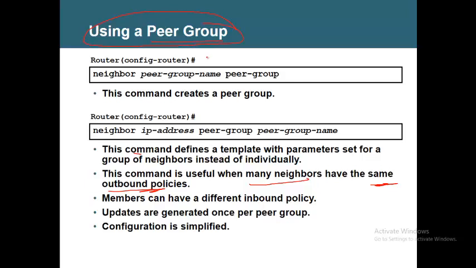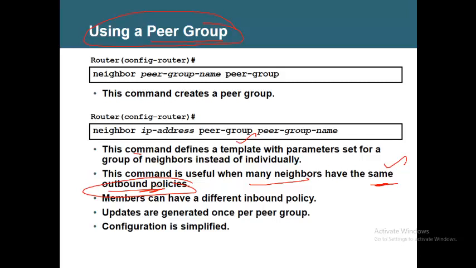This peer group is used to create a template. Why do I need a template? So that I can use it repeatedly with many neighbors with whom I have the same outbound policy.